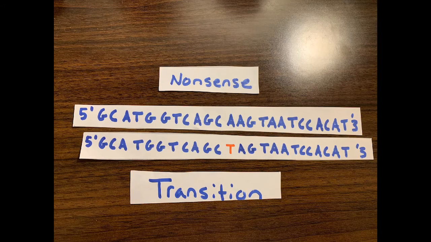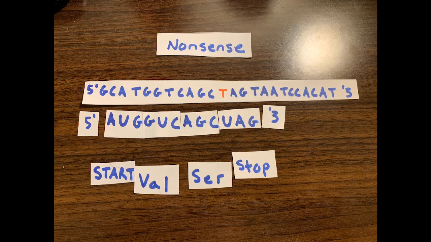Our next example is a nonsense mutation, and as we can see, the adenine is going to turn into a thymine, so it's a transversion from purine to pyrimidine. So now this mutated strand will be coded for mRNA, and we can see that UAG is now formed, and this will produce a stop codon instead of lysine produced in the wild type phenotype.